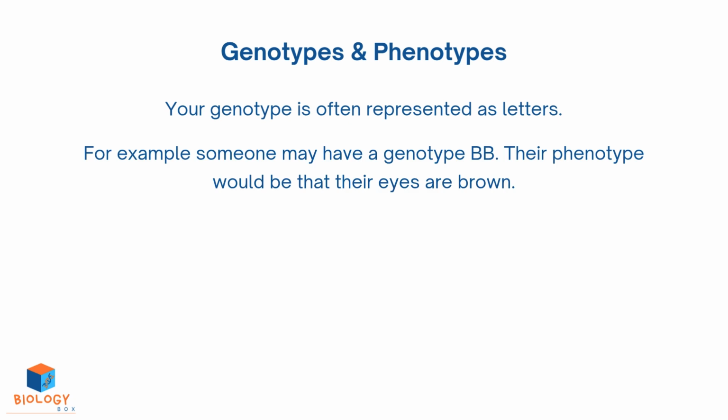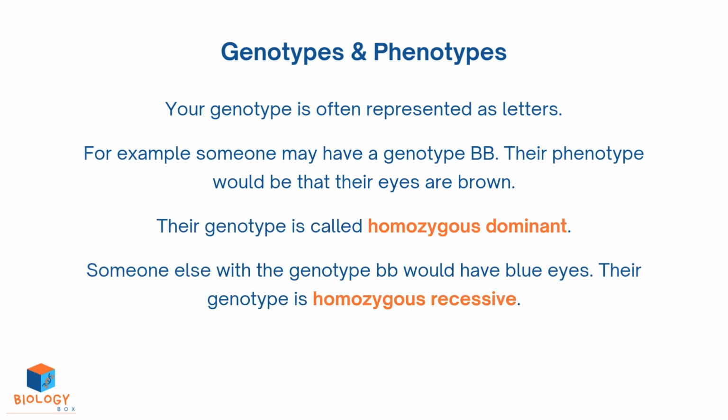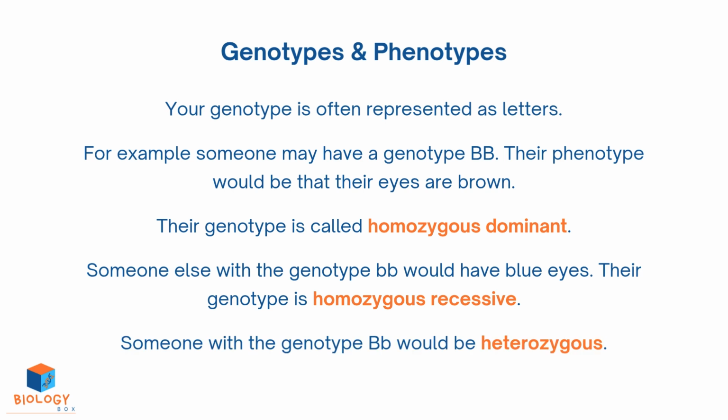For example, someone may have a genotype B. Their phenotype would be that their eyes are brown. Their genotype is called homozygous dominant. Someone else with the genotype b would have blue eyes. Their genotype is homozygous recessive. Someone with the genotype B would be heterozygous.